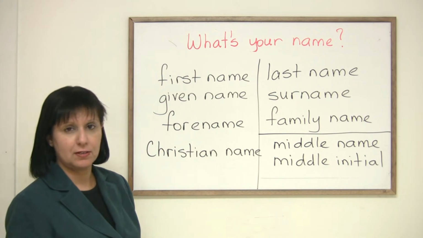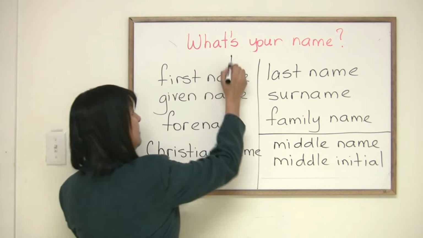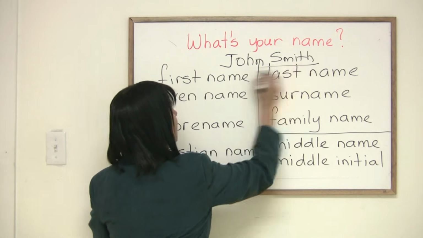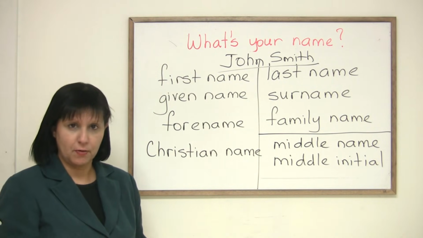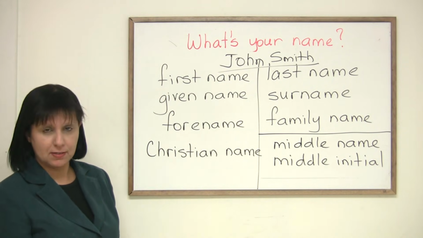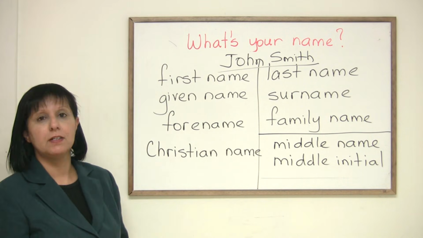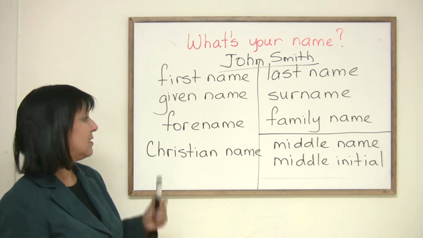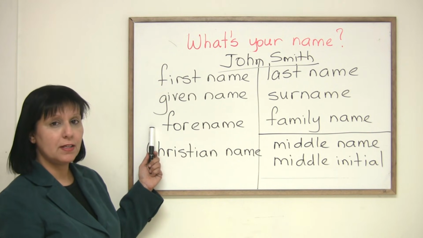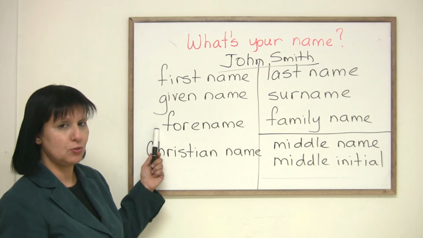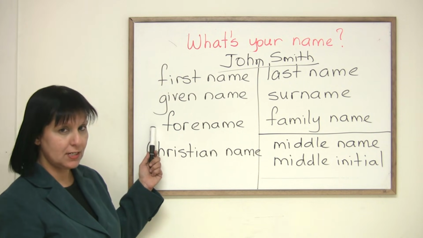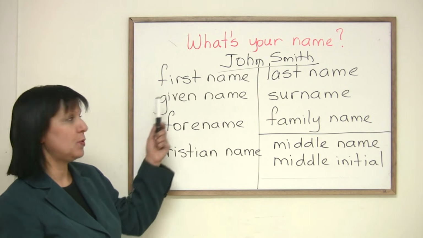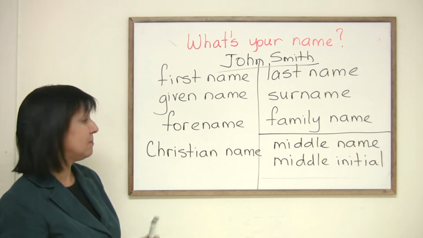Let's take a hypothetical character and we'll call him John Smith. All right? So John Smith, what's his first name? John. What's his given name? John. What's his forename? Again, this particular one is not used in speech, it's used in writing. Forename also means first name or given name, which is John in our example.